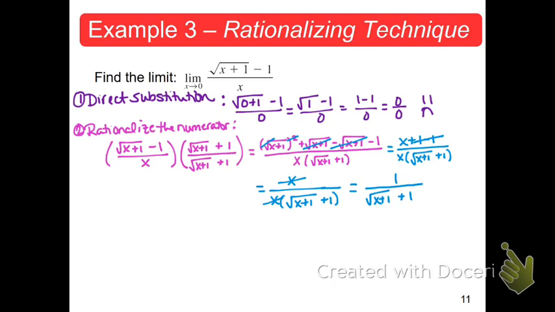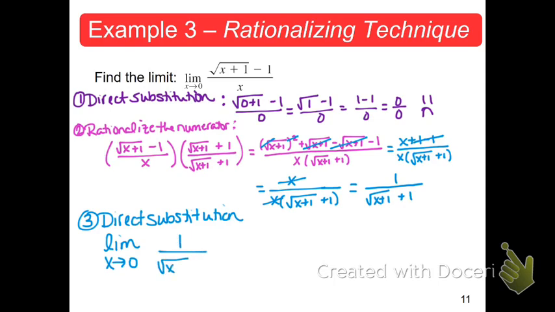All right, so the next thing we're going to do is use direct substitution again, but this time we're going to use our simplified form. Remember I want to see it rewritten: the limit as x approaches 0 of your simplified form, 1 over the square root of x plus 1 plus 1. And then actually do your direct substitution and just work it out.